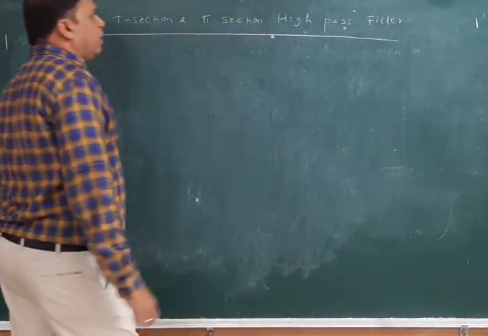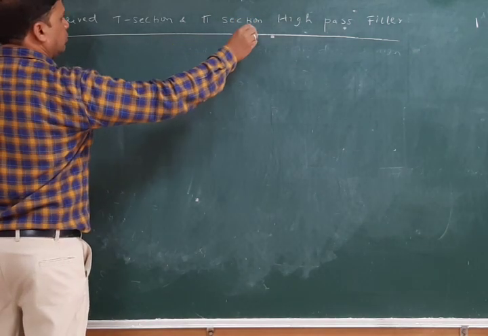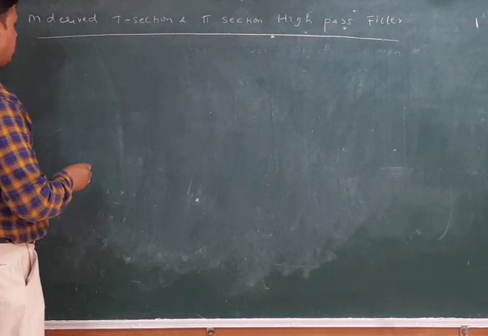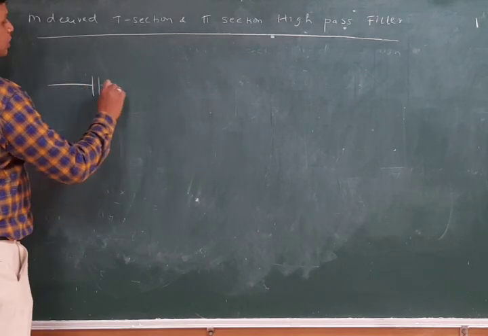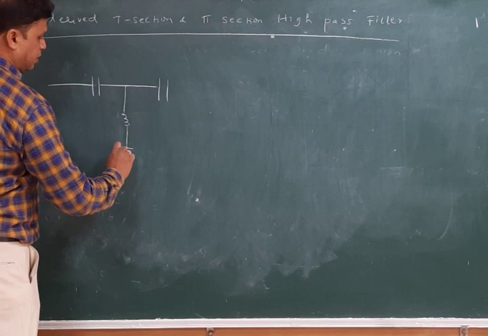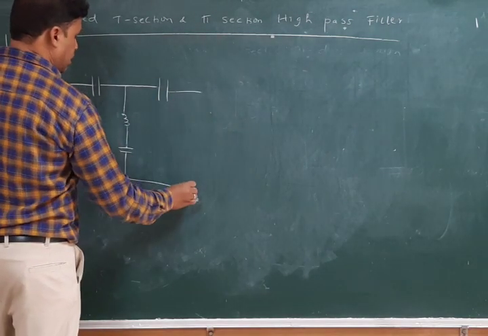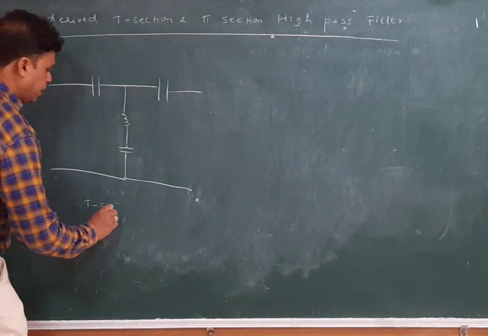The similar thing we can do for the high pass filter also. So, for the low pass filter also we can do that. Now, we will draw that circuit diagram for the design. Capacitor and L and C. This one is a T section M derived high pass filter, and another one is this T section M derived high pass filter.